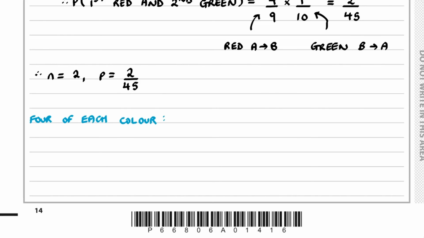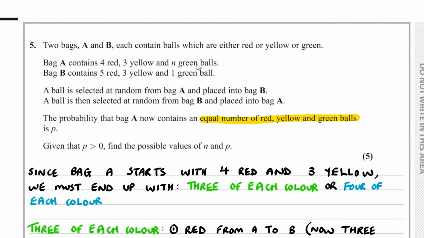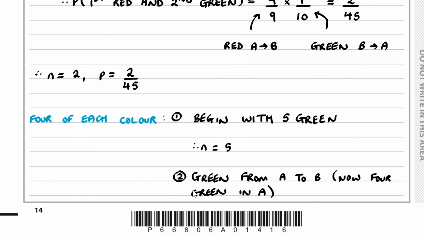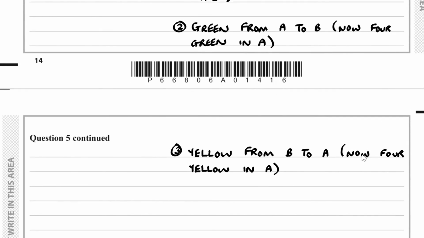So if we take a look at the situation for 4 of each colour, we can begin with 5 green because we take out the green. We said before, we take out a green from A, put it into B, and then we add a yellow from B into A, so we end up with 4 of each. So that's the combination we're talking about. So if we begin with 5 green, that means n is equal to 5. And then, after that, we take a green from A to B. So now we've got 4 green in A. And then we take a yellow from B to A. So now there's 4 yellow in A. And we started off with 4 red anyway.